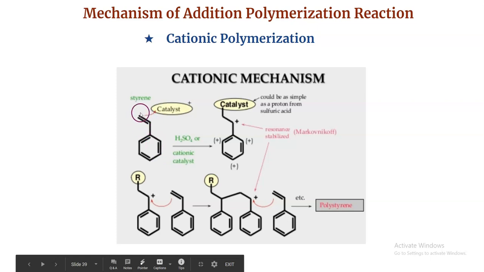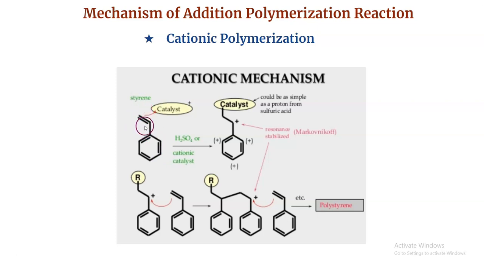So you start with an unsaturated compound, right? In this case, it's styrene. You add your catalyst, which is a positively charged compound, because this is a cationic mechanism. It could be sulfuric acid, which contains H+, or it could be a cationic catalyst that has a positive charge, or something that is really lacking in electrons. So you attack your monomer with that, or your monomer attacks that positively charged compound. As a result, you get a positively charged intermediate.